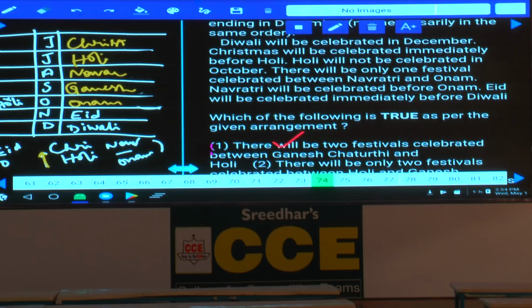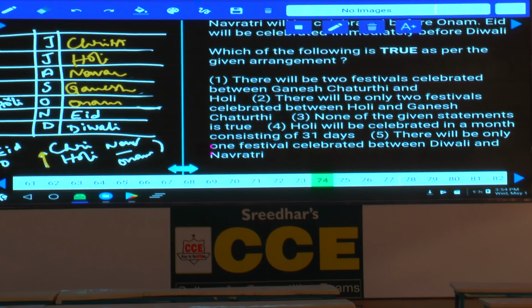Then question number 74, which of the following is true as per the given arrangement here? There will be 2 festivals celebrated between Ganesh Chaturthi and Holi. That is false. And there will be only 2 festivals between Holi and Ganesh Chaturthi, and both are one and the same, isn't it? And choice 3, choice 4, Holi will be celebrated in a month consisting of 31 days. That is definitely true because that is in the month of July, 31 days.